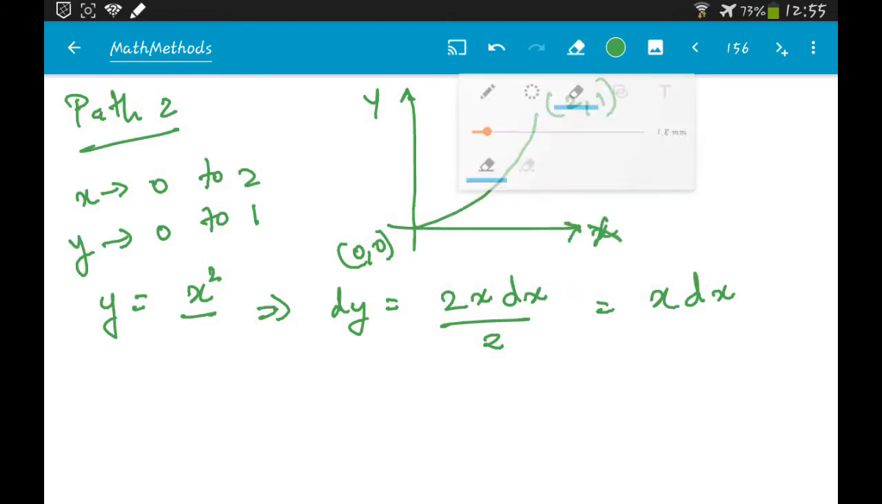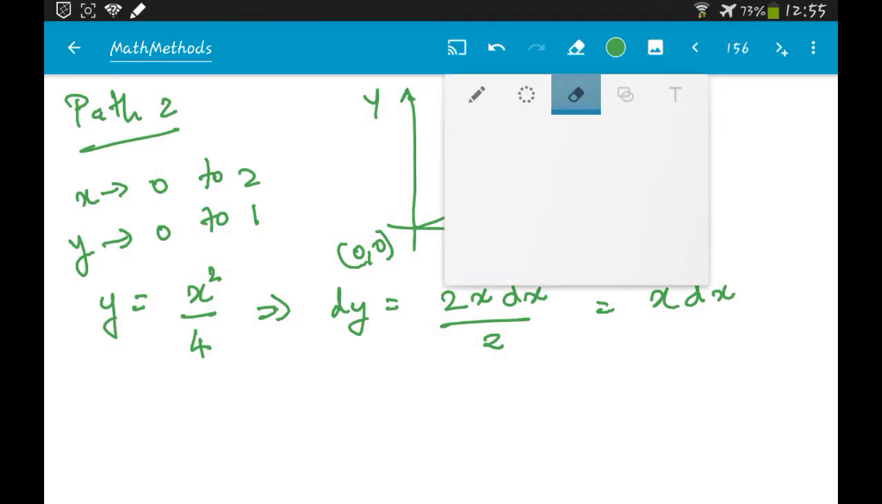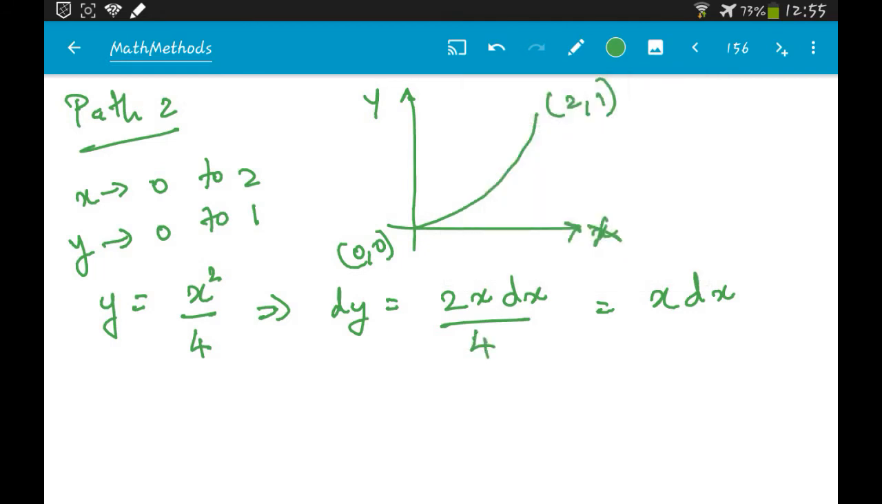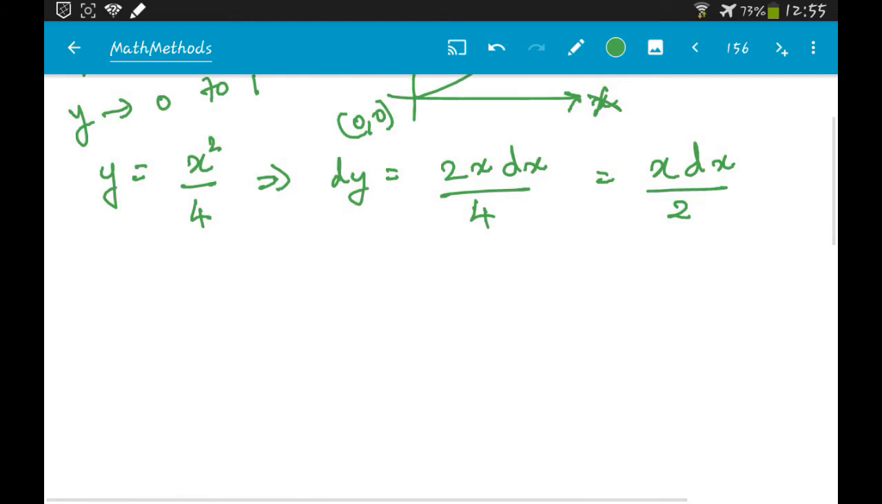Sorry, this is going to be x square by 4, right? If you have x square by 2, you will not get y equal to 1 when x is 2. So you have to do x square by 4. Okay. So this will be x dx by 2. Alright. So this is your equation.